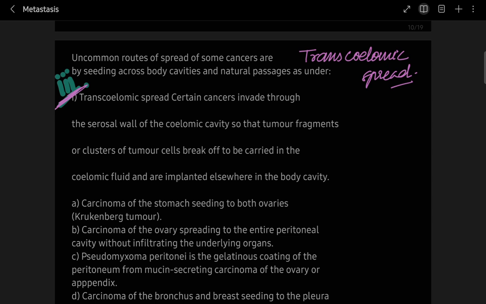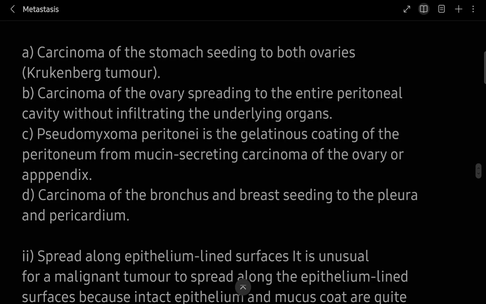So they are telling that this spread of cancers takes the path of the body cavity or the coelomic cavity, right, and across that they are spreading to other parts of the body. If you see some of the examples, like carcinoma of the stomach seeding to both ovaries, that's already Krukenberg tumor, right. We saw this in the case of breast cancer also. If you see carcinoma of ovary, that is spreading to the entire peritoneal cavity without infiltrating the underlying organs. So the entire peritoneal cavity is involved because of the carcinoma of ovary metastasis, right.